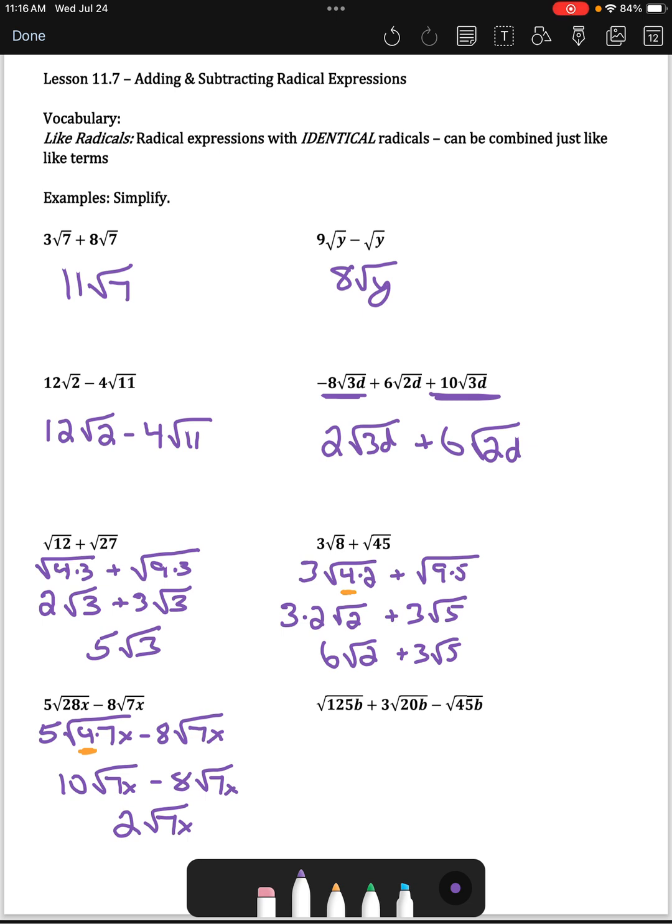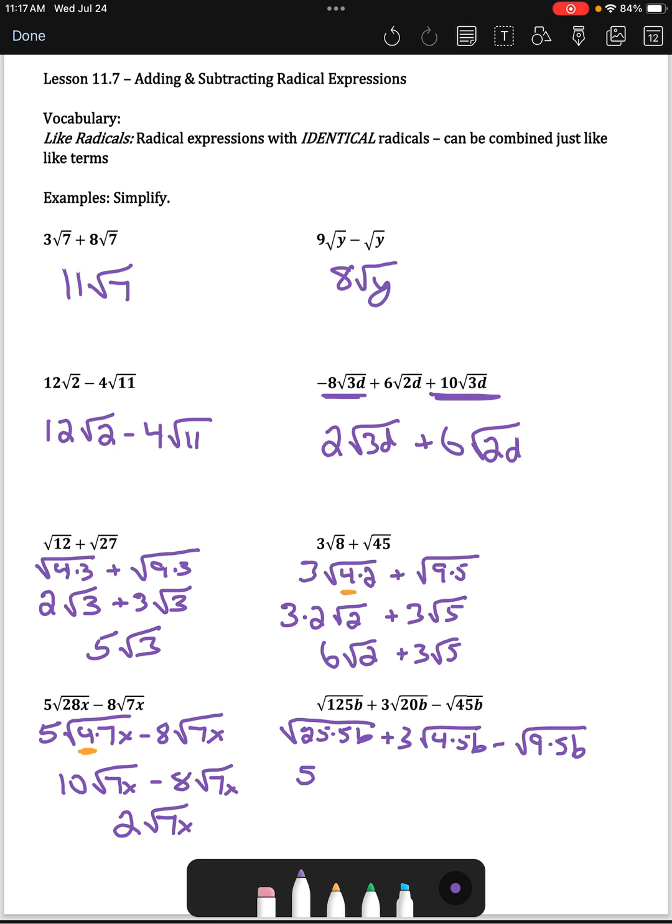Last example for today. Those don't look like they agree at all, but I guarantee you there's a lot of simplifying we can do. So let's start with what makes 125? That's 25 times 5. What makes 20? Well, that's 4 times 5. And what makes 45? Well, that's 9 times 5. Look at that. All of the radicals separate into a perfect square times 5b. All those perfect squares are going to come out, and all those 5b's will be left behind, which means all 3 of these will then be amenable or agreeable to combining into a single answer.